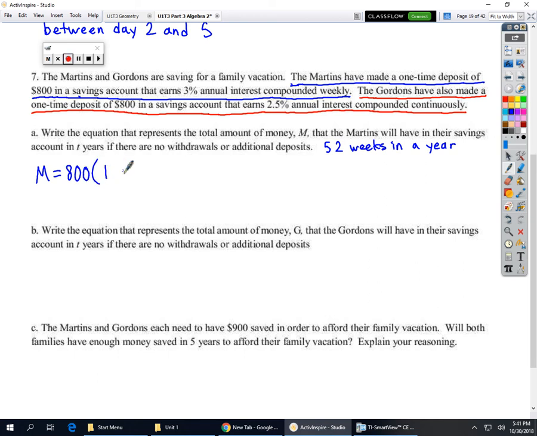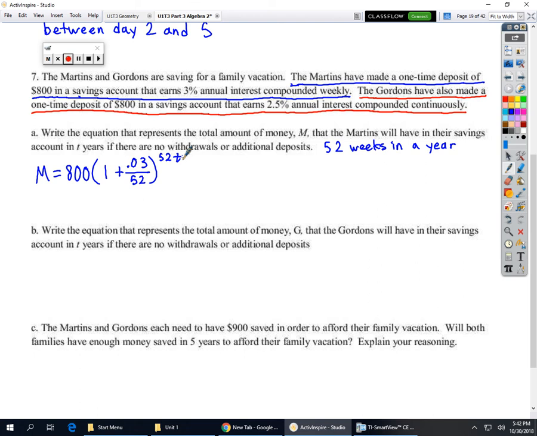Now here's that 1 plus nonsense. 1 plus, what's the interest rate? That's 3%. Treat it like cents: 0.03. That's how you would write percent, as a decimal. Divided by 52, because I'm compounding it 52 times. Multiplied by 52, and then t. All right, so this is just your equation.